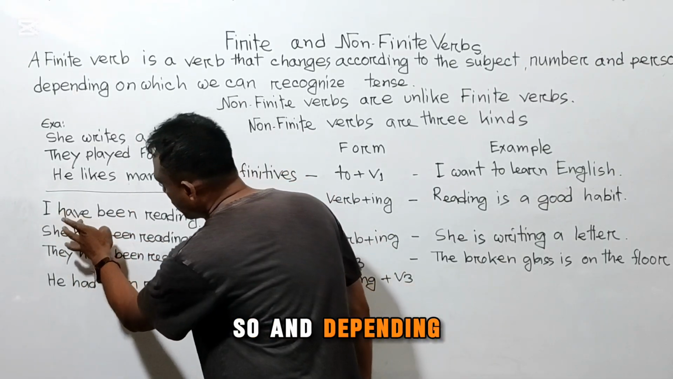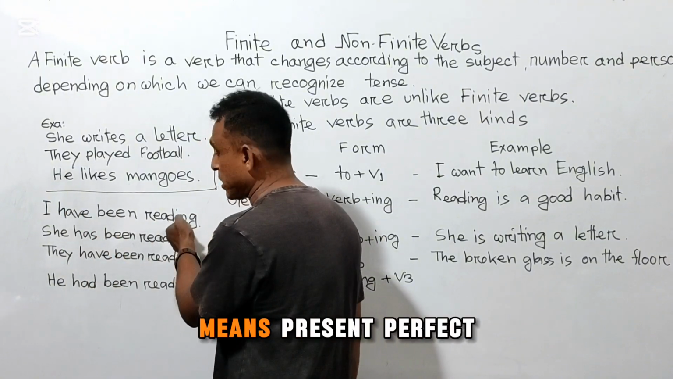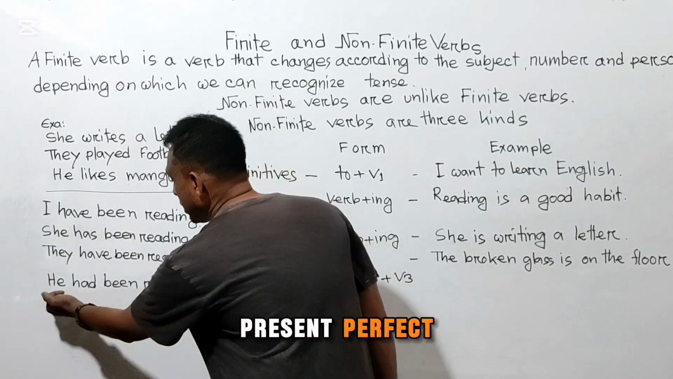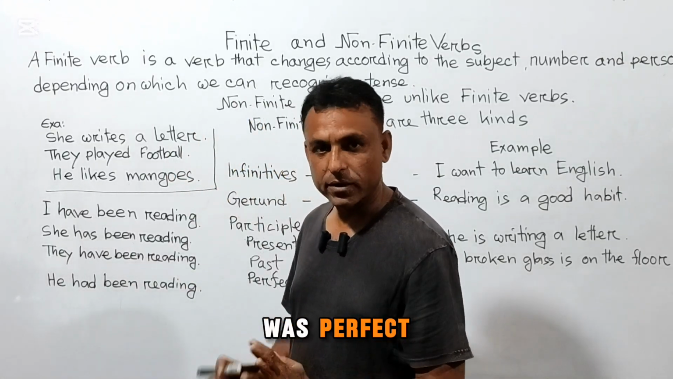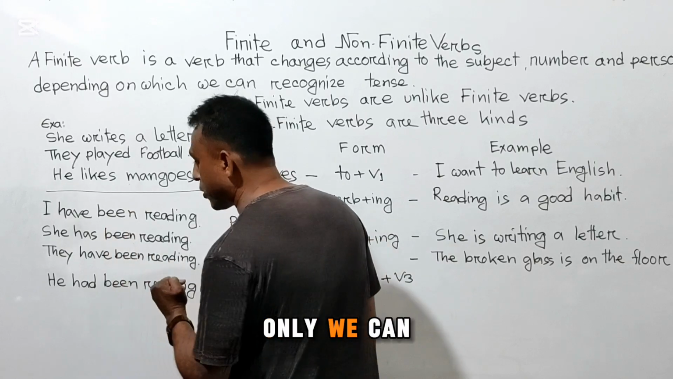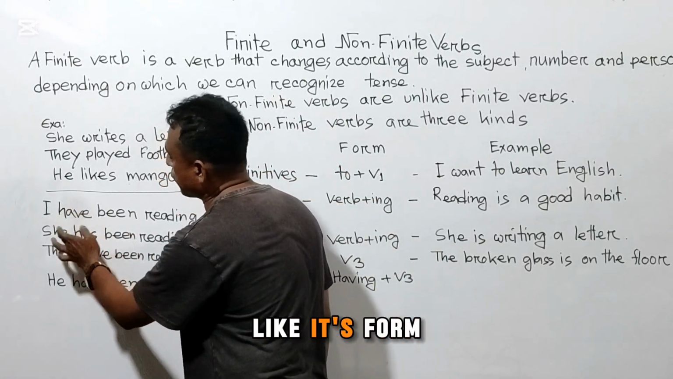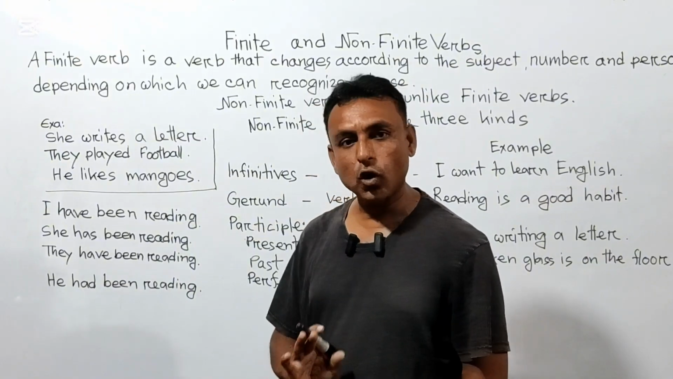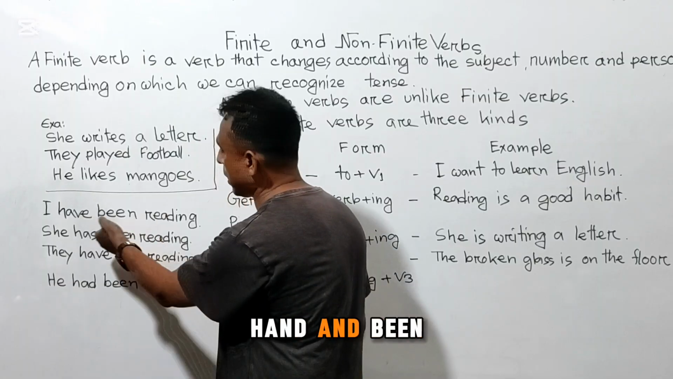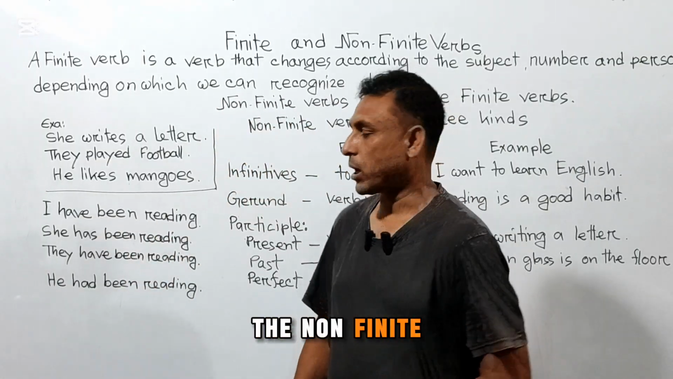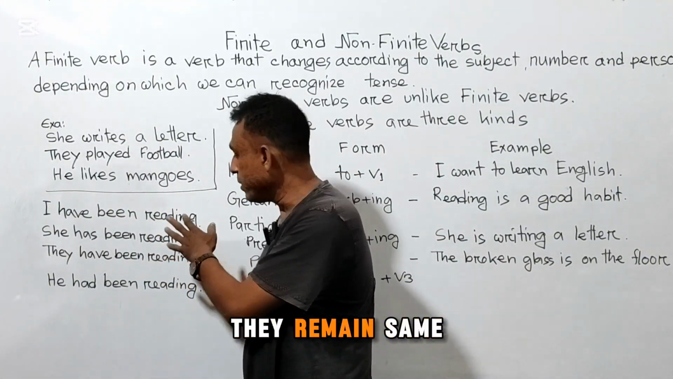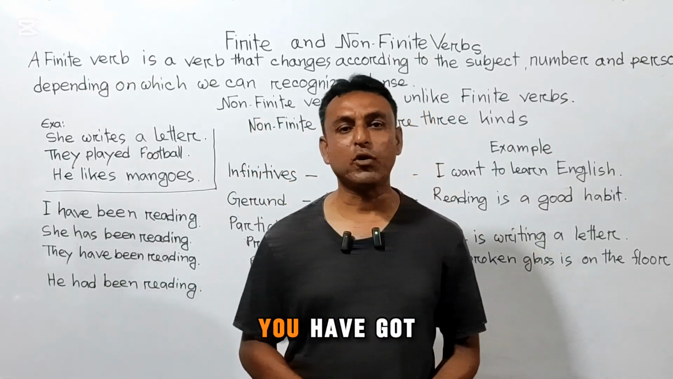This is changing. And depending on that, I can say that I have been reading means present perfect. She has been reading means present perfect. They have been reading means present perfect. He had been reading means past perfect. Try to understand that. So been reading are the same. Depending on this one only, we can recognize tense, and it changes its form according to the subject, number and person. Hope all of you got a clear idea. So have is the finite verb and here been and reading are the non-finite verbs. The reason is that they are not changing their form. They remain the same all the time. Hope all of you have got a clear idea.